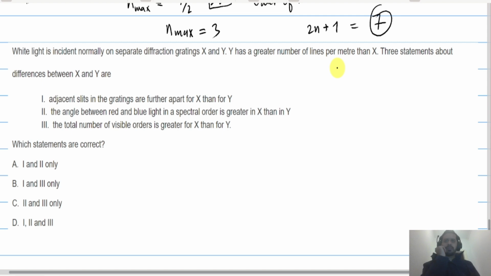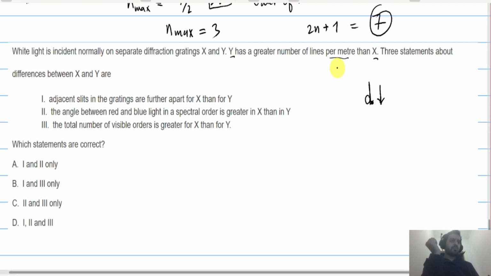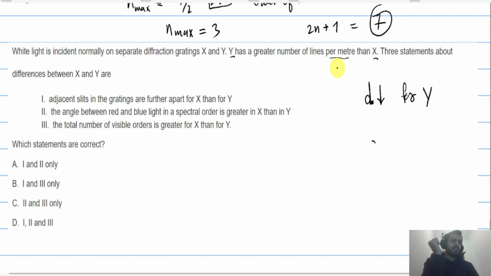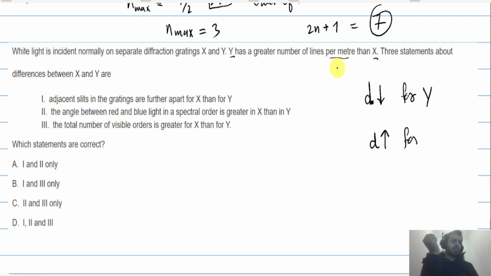Now the second question is, white light is incident normally on separate diffraction gratings X and Y. Y has a greater number of lines per meter than X. So if Y has more lines per meter than X, it means that the width of individual slit will be smaller for Y because it has more lines or more slits. So this is smaller for Y, and d will be, the width of the slits will be large for X.